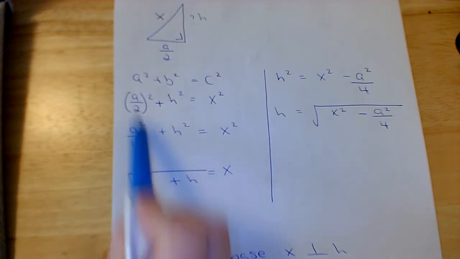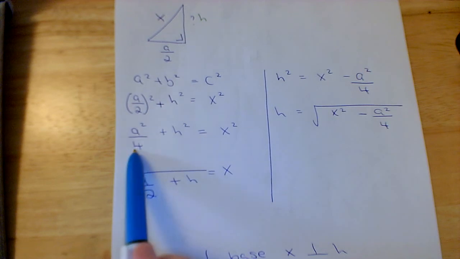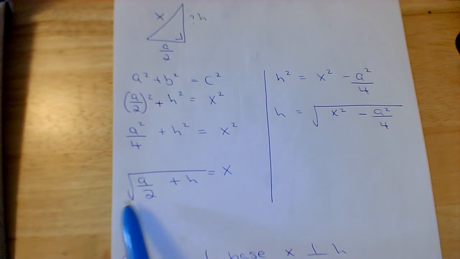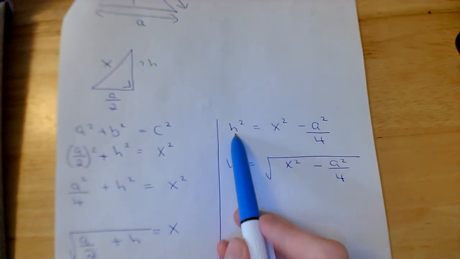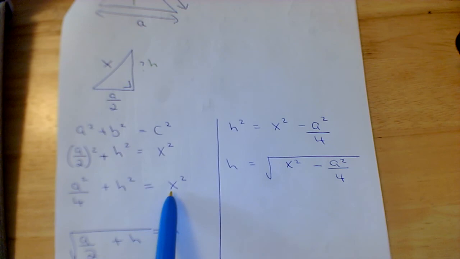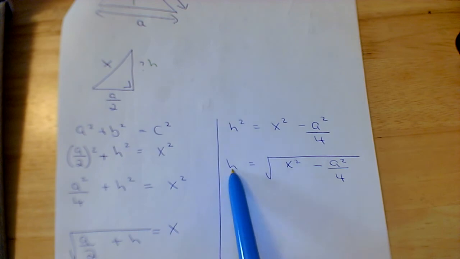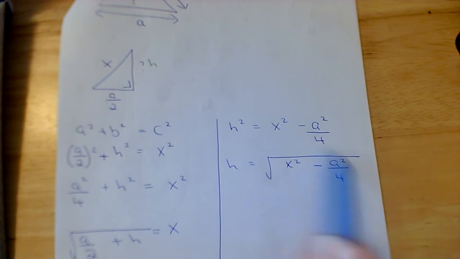So (a over 2) squared is a squared over 4, plus h squared, and that's equal to x squared. But that's no good to me because I wanted to know my height. So I rearrange it: h squared is equal to x squared minus, I bring over my a squared over 4, minus a squared over 4. So I get h is equal to the square root of this. So this is what my height is equal to.